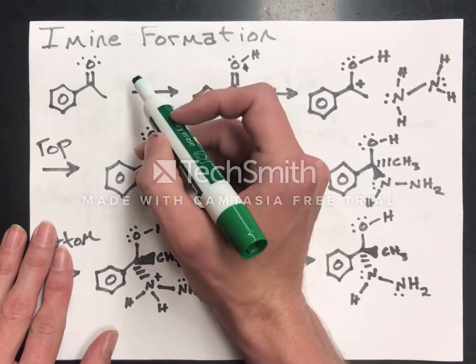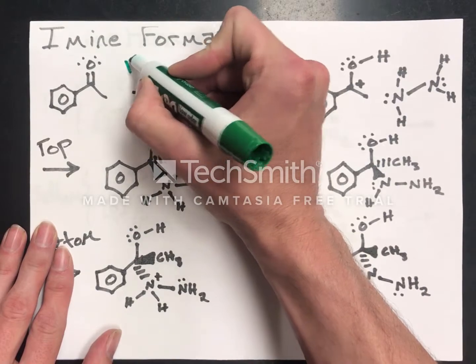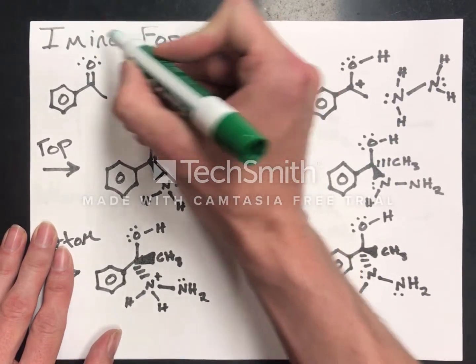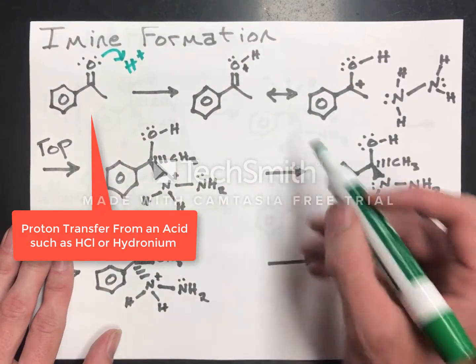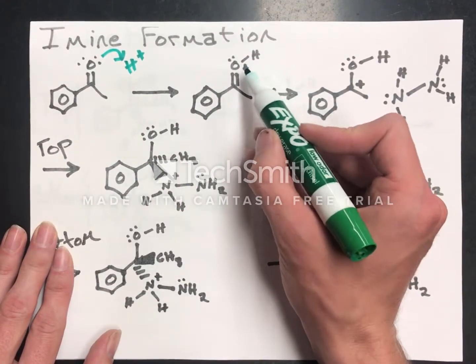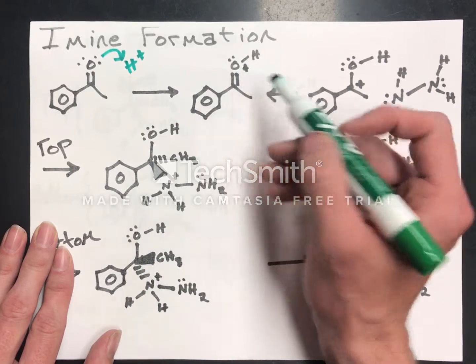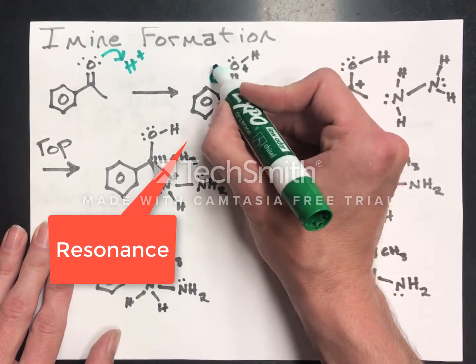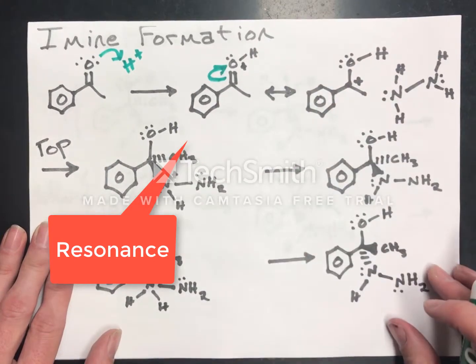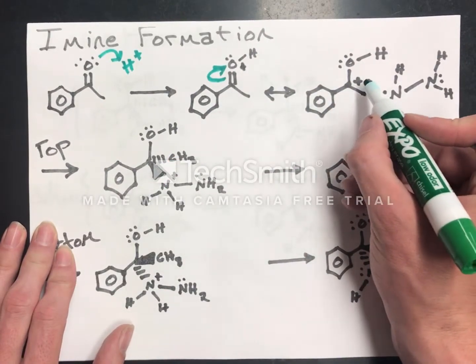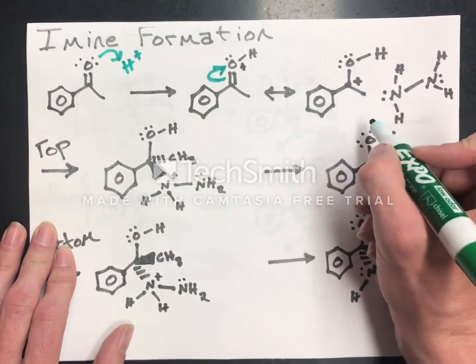Now, the imine formation begins with H+ being attacked by the lone pair on oxygen. This forms a positive charge on oxygen, which is resonance stabilized by electrons moving up to the oxygen from the pi bond and placing the positive charge on the carbon here.